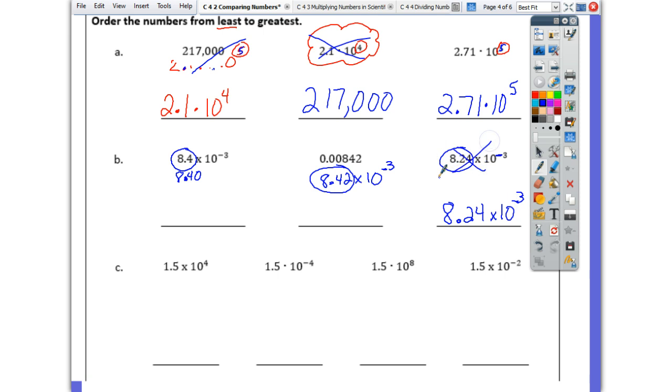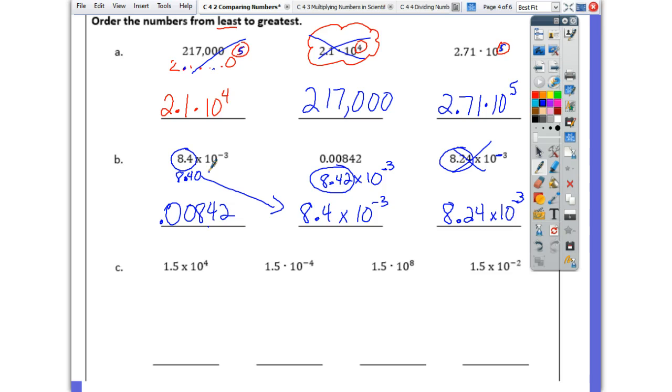All right. Now, which would be the next one? 840 or 842? Which one would you go with? You would go with 8.4 times 10 to the negative 3. And then this one, the original, 0.00842. This one is your smallest one. All right, so they're in that order.